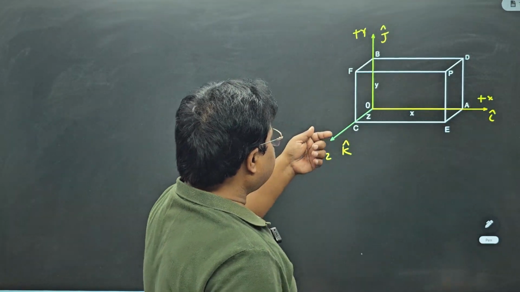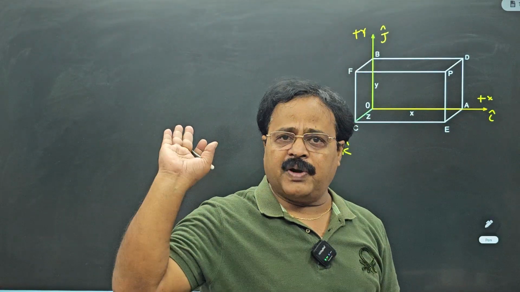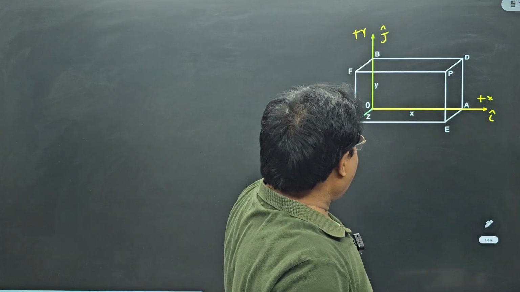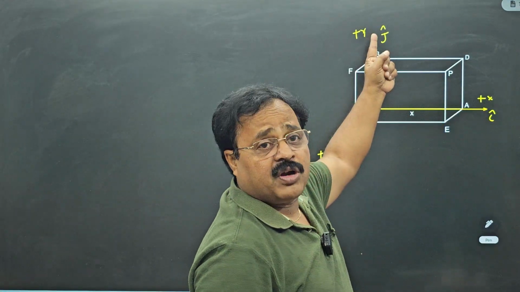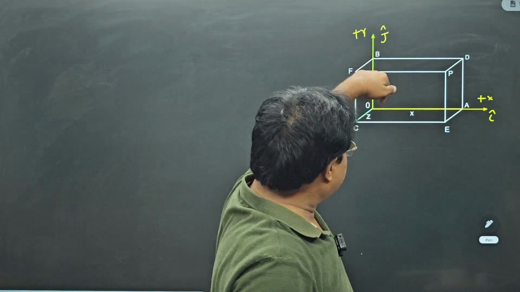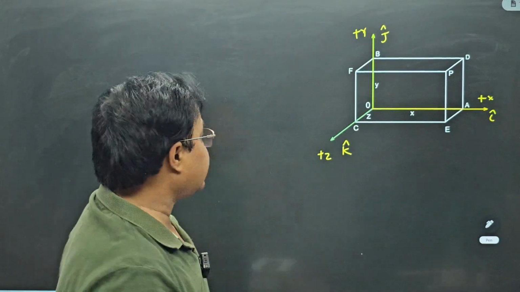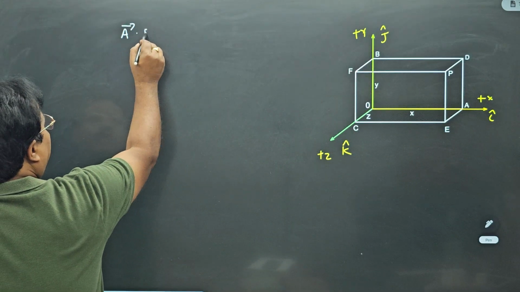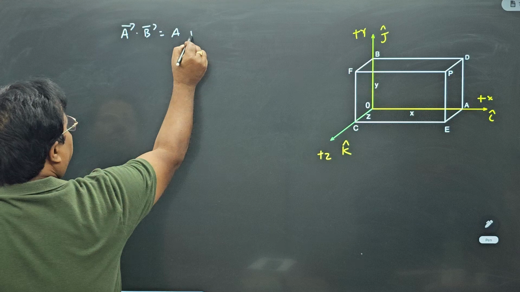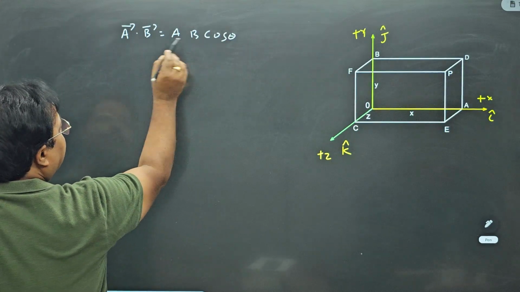You see, my dear students, what is i cap? I had already explained in my first class on vectors: i cap is the unit vector along the positive direction of the x axis, j cap is the unit vector along the positive direction of the y axis, and k cap is the unit vector along the positive direction of the z axis. What we have just read: what is the dot product of vectors? A dot B is equal to magnitude of A times magnitude of B times cos theta, where theta is the angle between vector A and vector B.